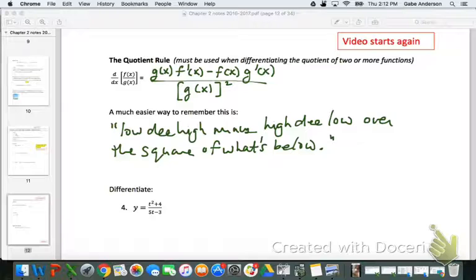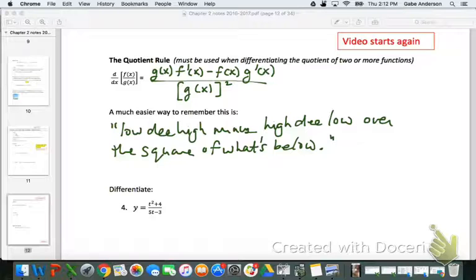So we're going to do a little practice with this. So number 4 is what we're going to practice with. So notice the numerator and the denominator are both non-constant functions, and so using the quotient rule is certainly a good way to do this question. So feel free to try this on your own if you want. Pause the video and watch. In any case, here we go.